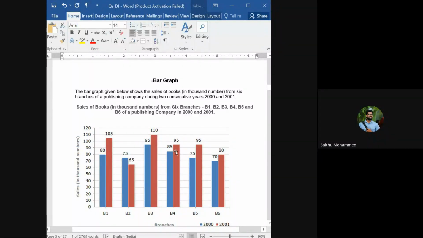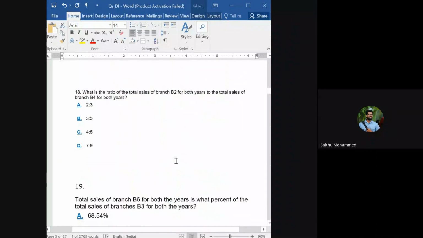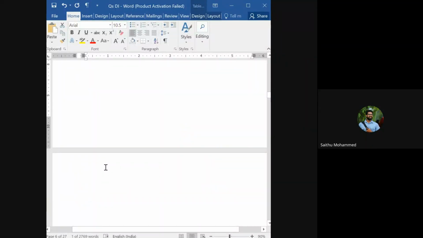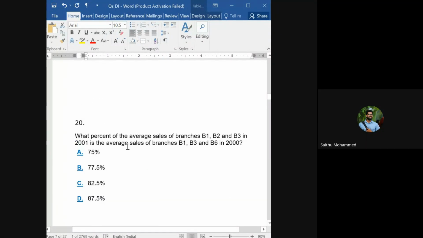Ratio is nothing but a different form of fraction. So we can write this as B2 by B4. B2's total is 140 and B4's total is 180. So 140 by 180, if we represent it in a smaller fraction, we get 7 by 9. So the fraction is 7 by 9 or 7:9. Okay. Sorry that I am rushing, because we have exceeded the time.